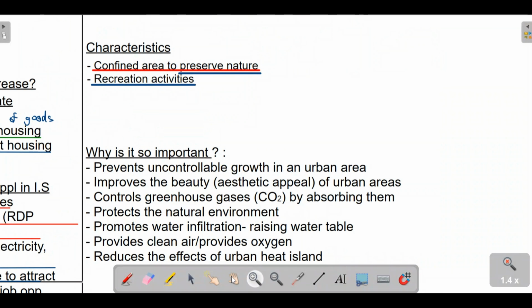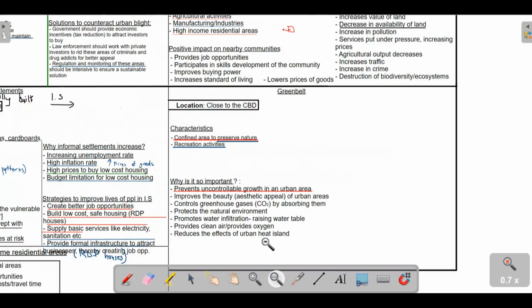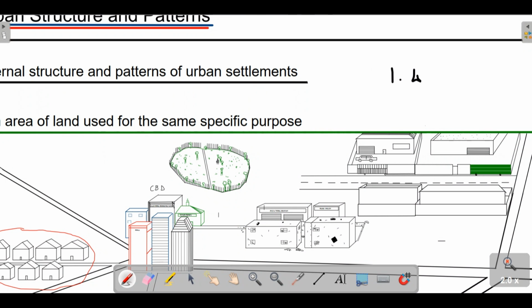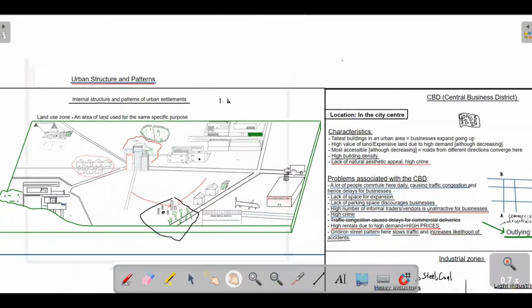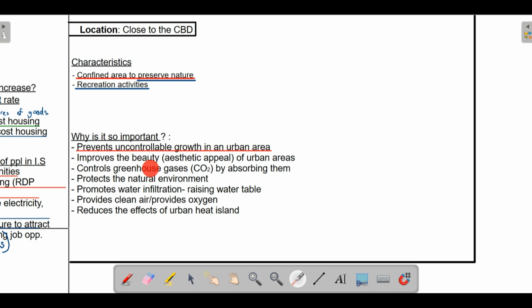Now, why is it so important that we have a green belt area? First things first, a green belt prevents uncontrollable growth in an urban area, right? We know that the CBD is going to expand, but it definitely cannot expand into this green belt. So it basically acts as a buffer to prevent this expansion into the green belt, okay? So we need to have these areas where the CBD cannot expand through them. So that is important because the CBD is really expanding at a very fast pace. Having a green belt there reduces that uncontrollable growth. It improves the beauty or the aesthetic appeal of urban areas, and that is important for the tourism sector as well.